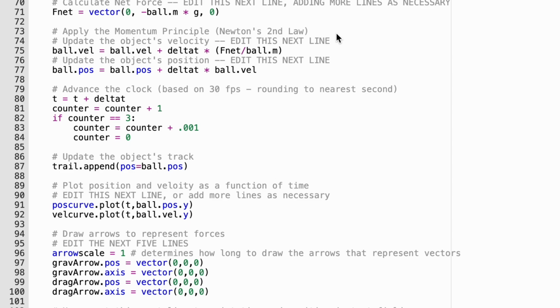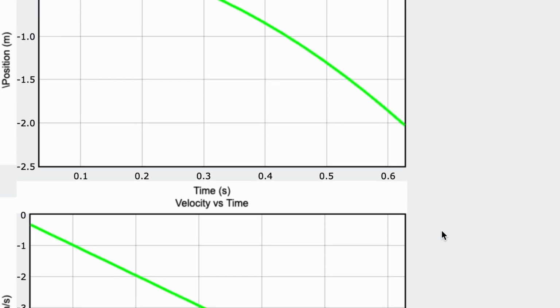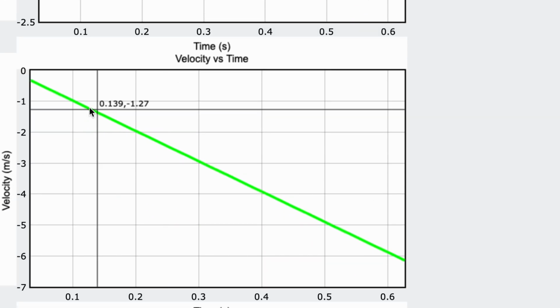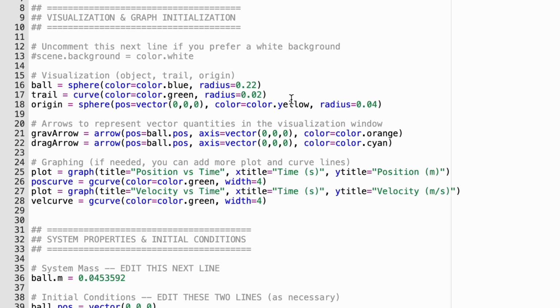The ball's velocity update formula was calculated by the initial velocity plus delta t times F net over ball's mass. The position update formula is very similar and is calculated by the ball's position plus delta t times the ball's velocity. The clock was created as such so it can avoid rounding errors, since Tracker uses 30 FPS. When you run the program, you can see a negative exponential curve for the position time graph as velocity is increasing at a constant rate.